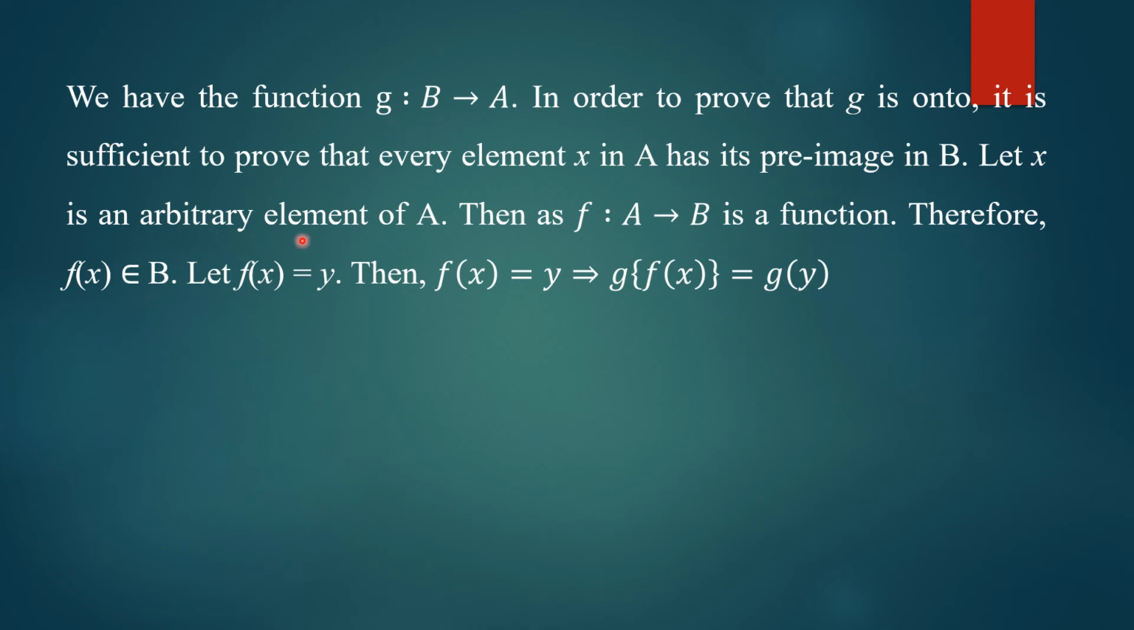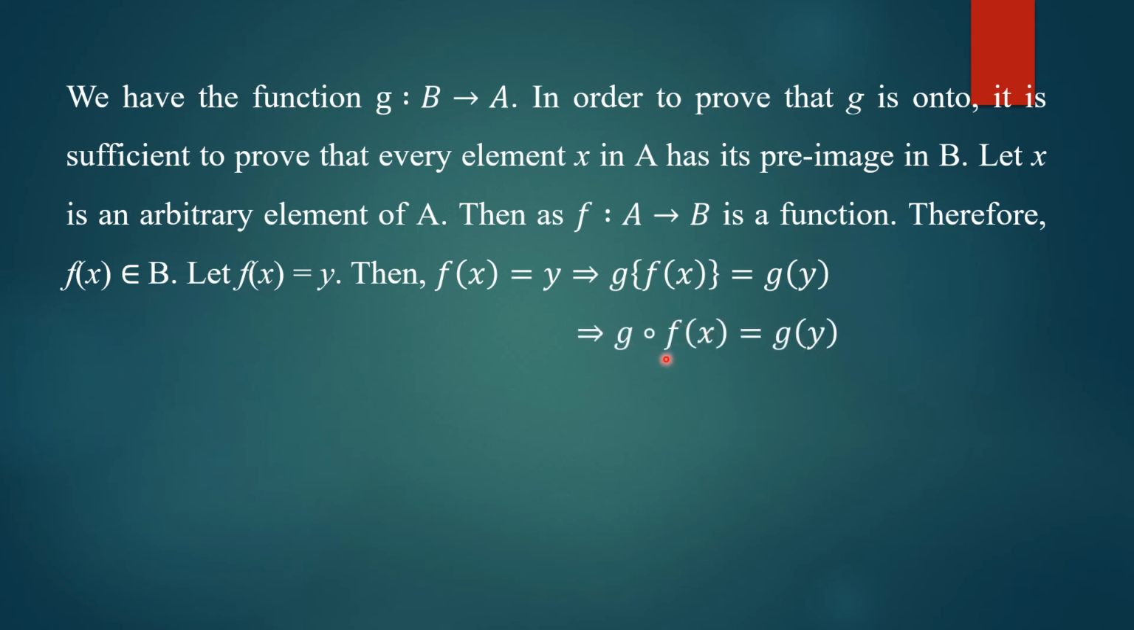So let x be an arbitrary element of the set A. Then f of A to B is a function. It is already given in the statement of the theorem. Since this is a function, under the function f, the element x in A must have an image y in B. So therefore f(x) is in B, and that is taken as y. So then f(x) is equal to y, and that implies, taking g on both sides, g of f(x) is equal to g of y. But g of f(x) is actually what? g of f(x) is equal to gof(x). So we write that gof(x) is equal to g(y).